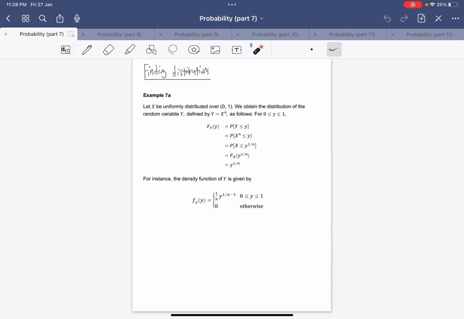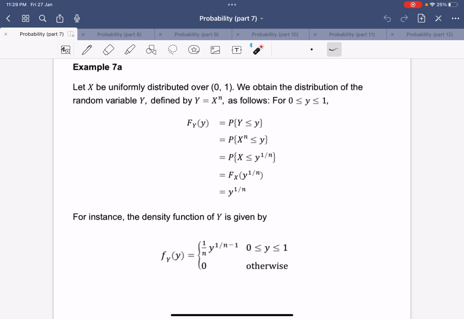And so what you need to do, the standard method, is to write the cumulative distribution. So you write the probability of Y being less than or equal to little y. And now you can substitute capital Y as X^n. And then you take the nth root, which will keep the sign since the nth root is a monotonic function. And then you're calculating the CDF of X at y to the power of 1 over n.